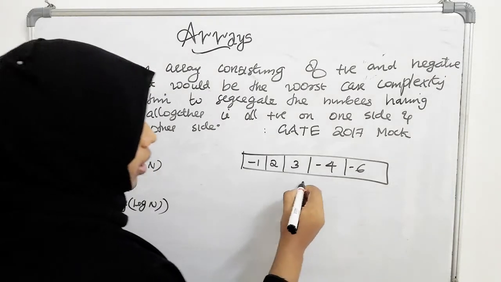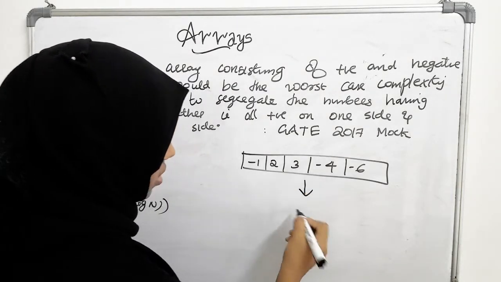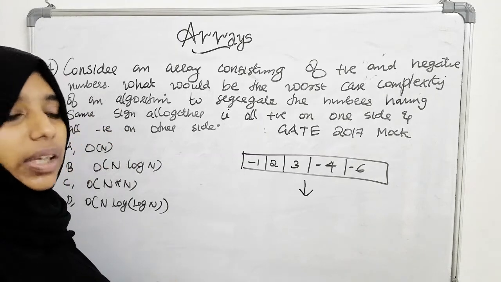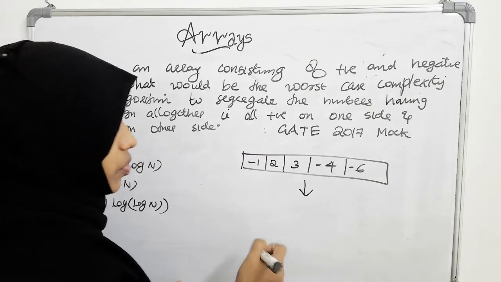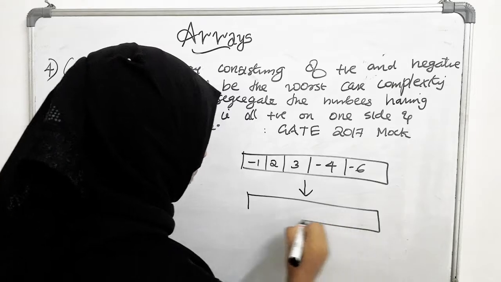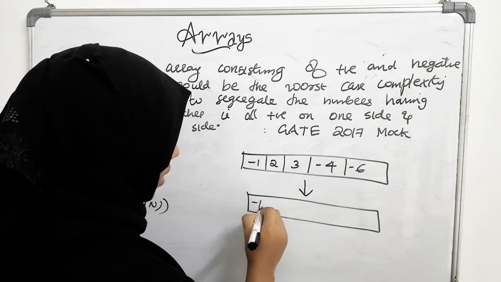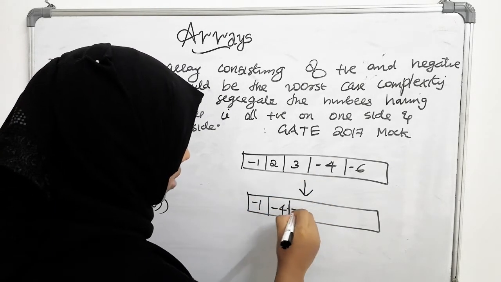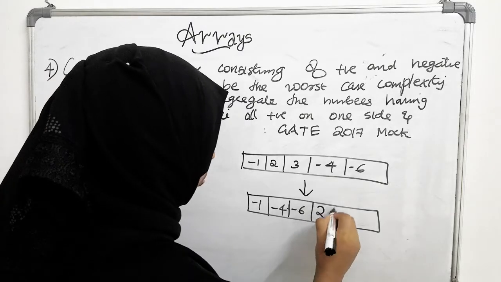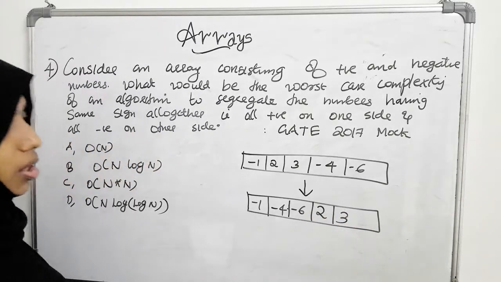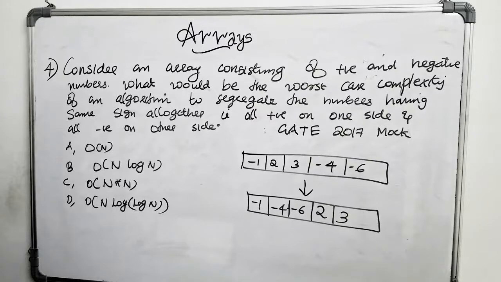What we are asked to do is segregate this array so that all the positive numbers come to one side and all the negative numbers come to the other side. For example, -1, -4 and -6 on one side and 2 and 3 on the other side. So this is what we are supposed to do.